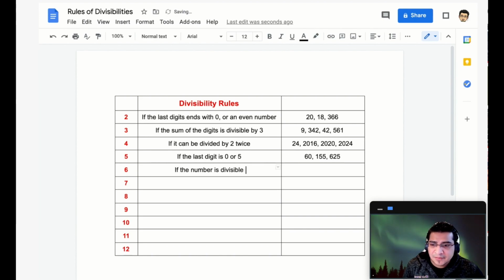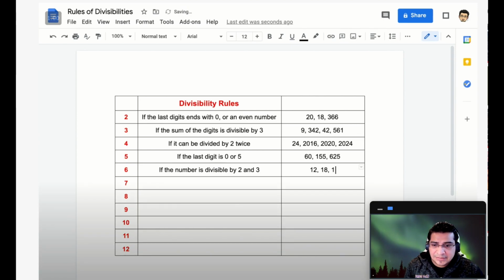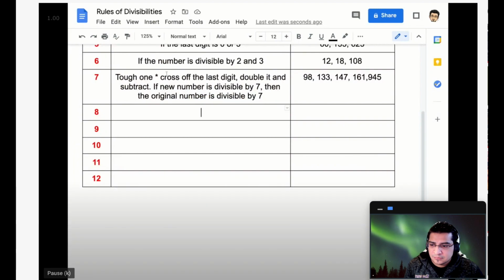Now number 6. If the number is divisible by 2 and 3, then it's divisible by 6. For example, 12, 18, 108. 18 is divisible by both 2 and 3. How do I know it's divisible by 3? Because if I add the digits, 1 plus 8 is 9. And 108: 1 plus 0 plus 8 is 9. I know that 9 is divisible by 3, so this has to be divisible by 3. It's divisible by 2 as well, so I'll probably divide by 2 first. But regardless, it is divisible by 6.